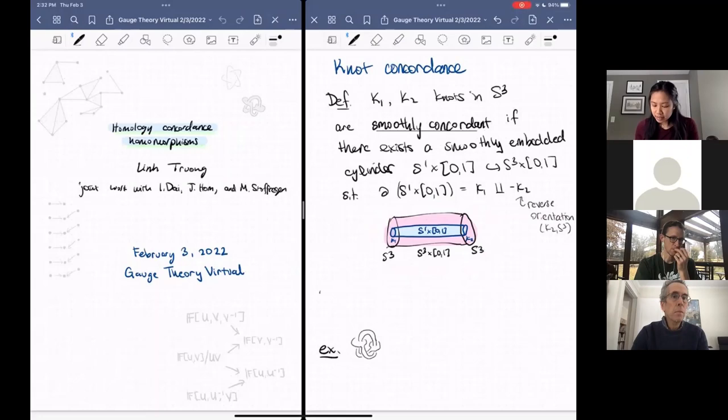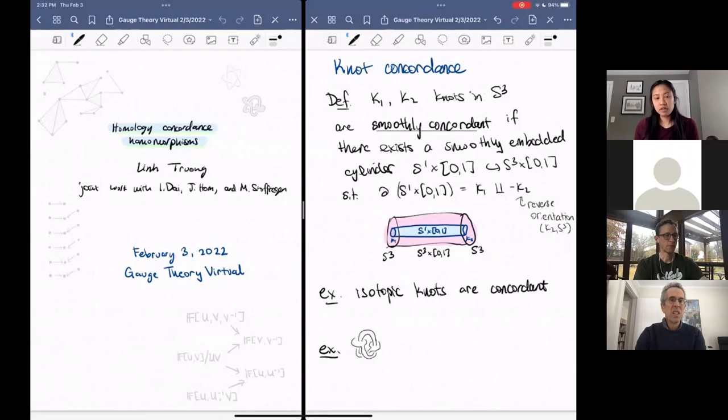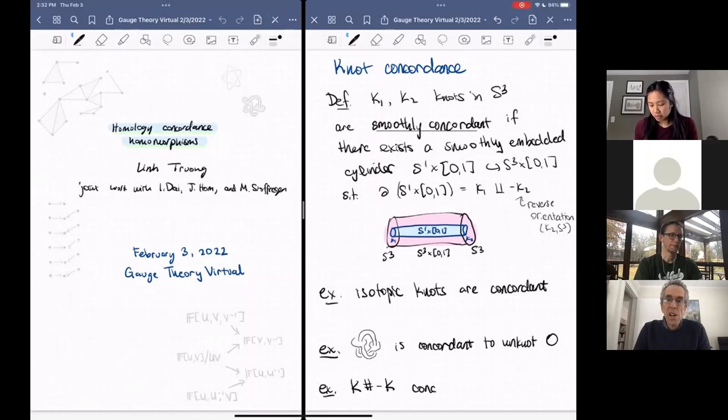Examples of concordant knots. Well, if you have two knots in S3 that are isotopic, then they'll be concordant. You can also have non-trivial knots which are concordant to the unknot. And if you take any knot in S3 and you connect sum it with its mirror, this will be a knot that's also concordant to the unknot. So we call knots that are concordant to the unknot slice knots.